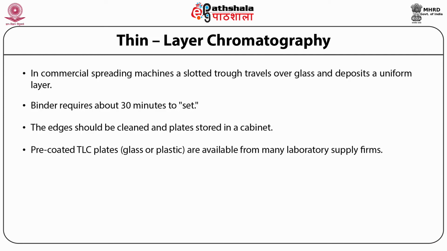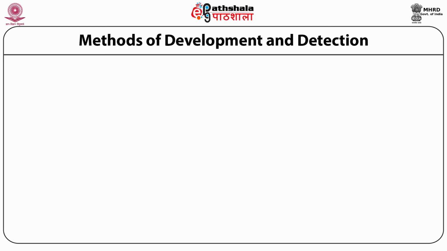Pre-coated TLC plates are available from many laboratory supply firms. For occasional use, they are much more convenient and probably more reproducible than the homemade variety. Methods of development and detection. The choice of solvent depends on the same factors as already discussed in other forms of liquid chromatography, and the methods of elution are much the same as for paper chromatography. The procedure must, of course, be conducted in a closed chamber to prevent evaporation of the solvent.